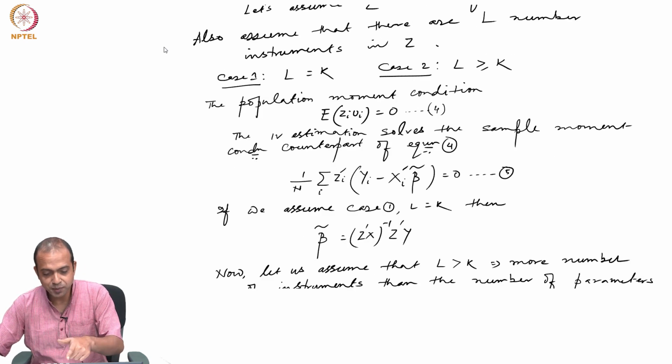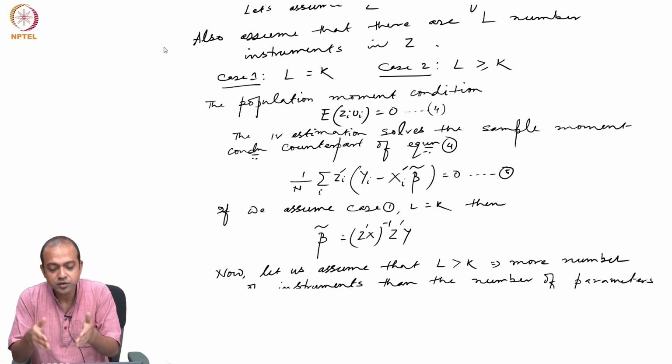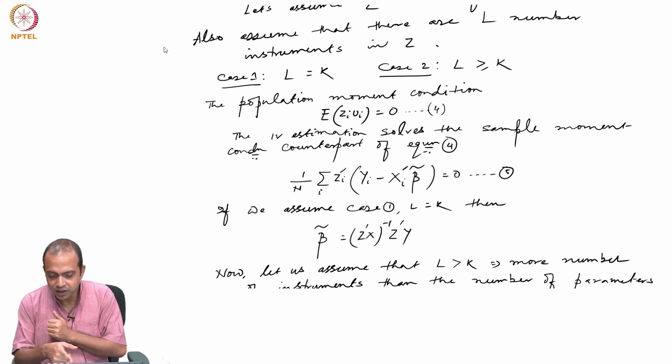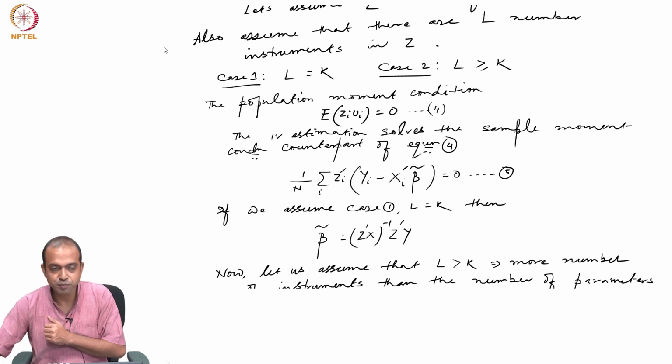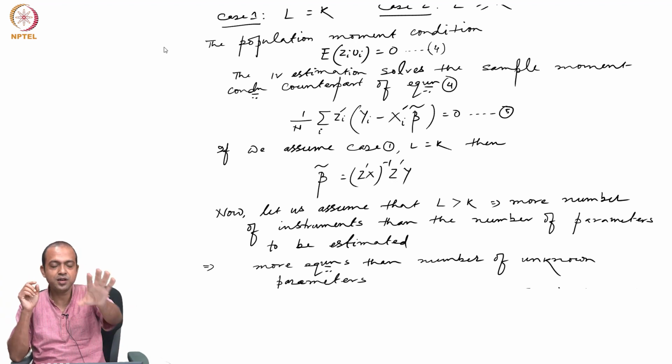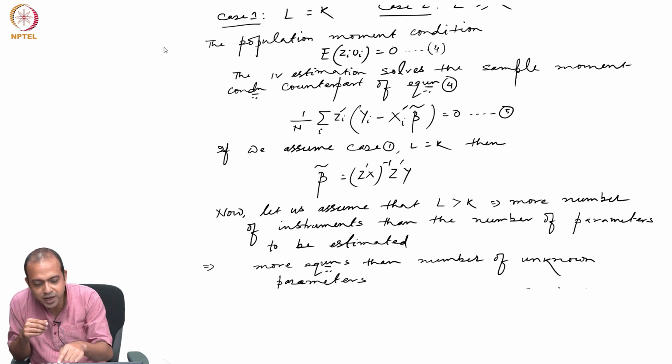So, first we derive L equals K, again using the expectation condition. What is the expectation? That Zi Ui equals 0. The instrument is not at all correlated with the error term. Then again I replace U by Yi minus x prime beta tilde, and by solving this we again get Z prime x inverse Z prime y when L equals K, exactly the same as the OLS estimate that we derived earlier. In place of x we have written Z, that's all.